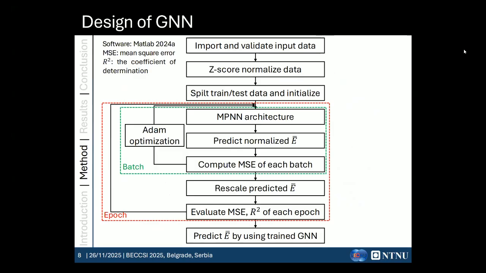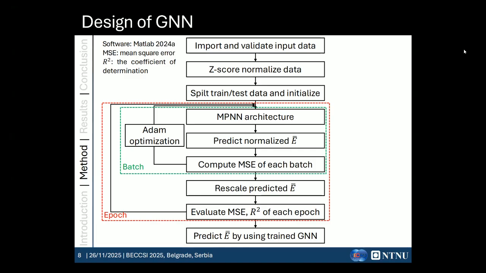Now let's look at how we design the graph neural networks. Here, we are using MATLAB 2024a, because we want to customize everything by ourselves, so we do not use the popular PyTorch or TensorFlow frameworks. These figures show the general steps of how we do it. We import and validate our input data, normalize the data, split the train and test data, and initialize the weights and biases.